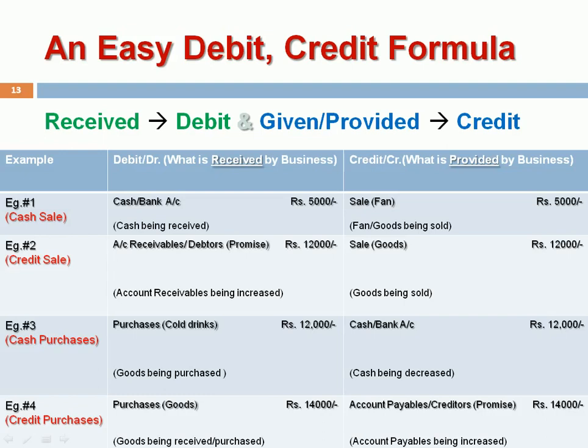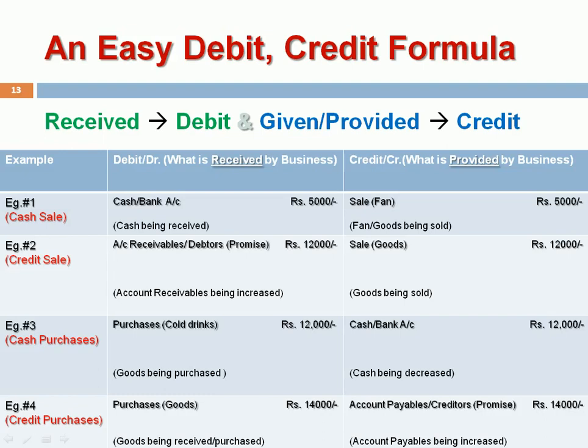Look at example 2, which is a credit sale. In debit we will write account receivables or debtors, because we are receiving a promise of rupees 12,000, and we would write in description account receivables being increased. In credit, we would write sale because goods are being sold of rupees 12,000.